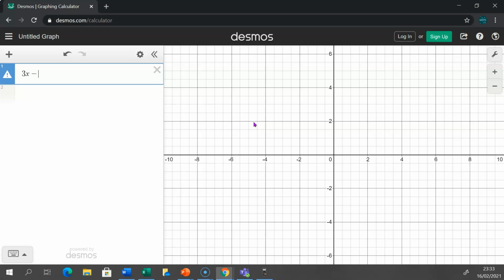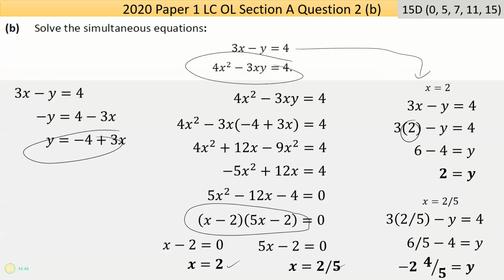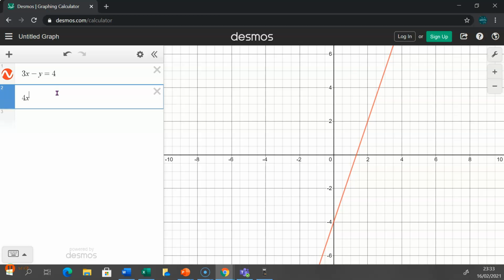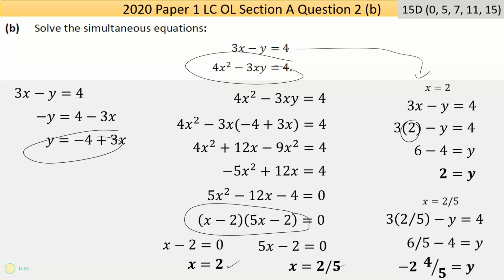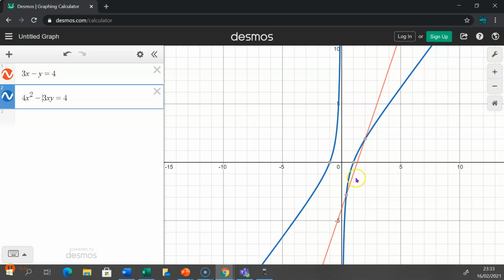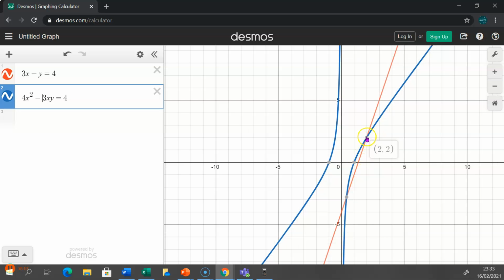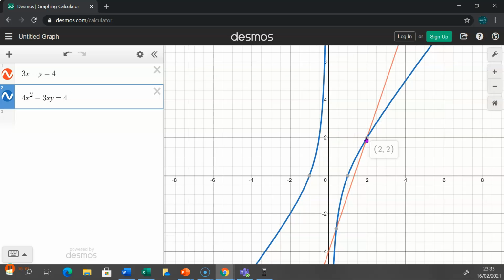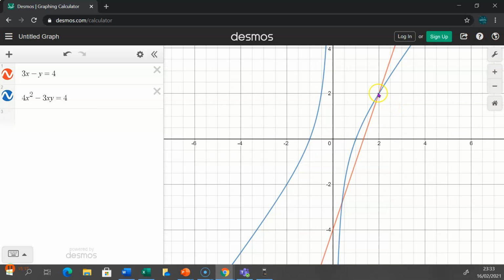3x minus y equals 4. And then the second one there is 4x squared minus 3xy equals 4. Now I just realized I pressed the wrong thing, so minus. So this weird looking yoke, they touch at two points only. The point (2, 2) is one of them. I can zoom in. And this point here is (0.4, minus 2.8).